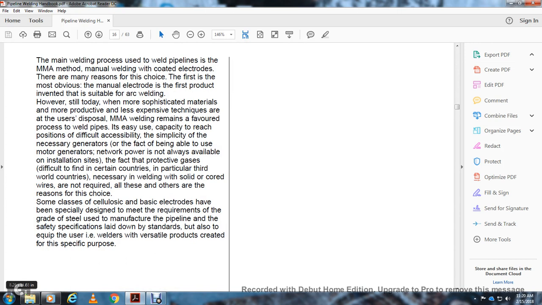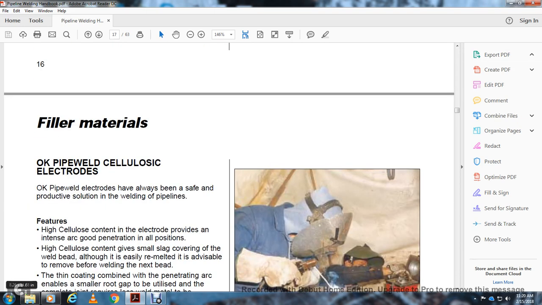Some classes of cellulosic or basic electrodes have been specifically designed to meet the requirements for the greatest seal used for the manufactured pipeline, with the safety specifications laid down in the standards, but also to equip the user of the welder with versatile products created for a specific purpose. OK pipe weld cellulosic electrodes. OK pipe weld electrodes have always been a safe and productive solution for welding pipeline.